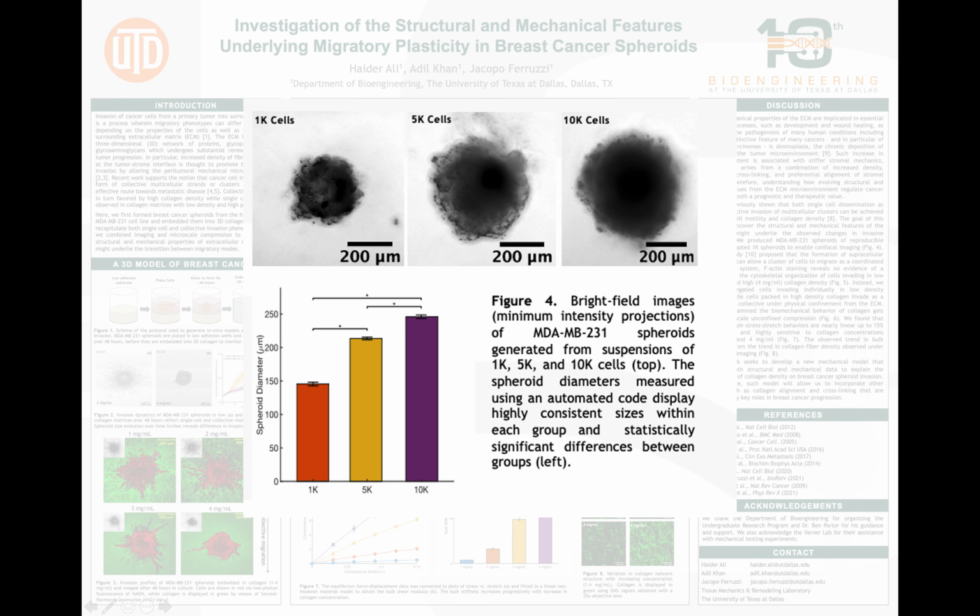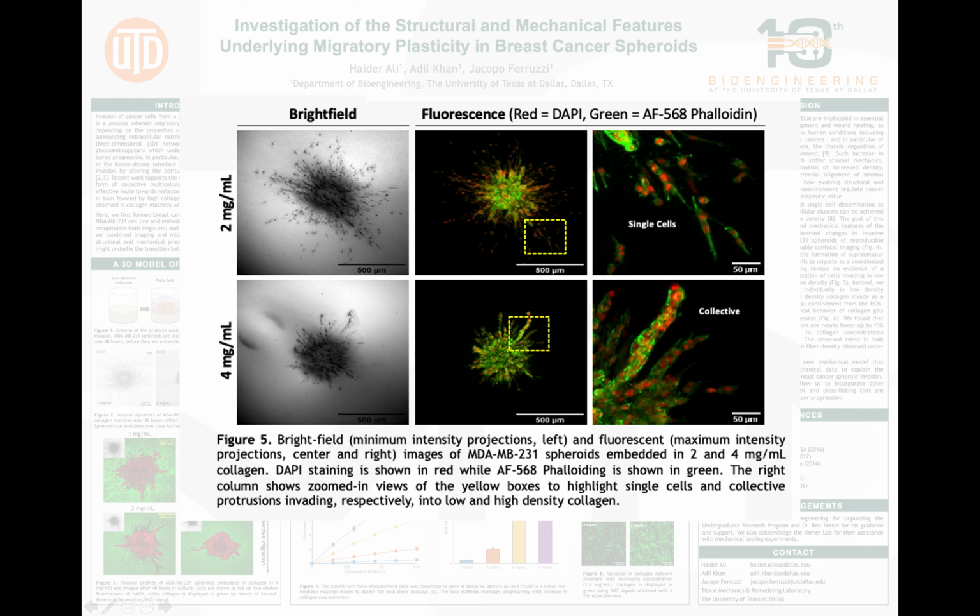Because we are in the process of setting up a new lab, we decided to start by ensuring that the spheroids and results we obtained were consistent with the PI's published research. To do this, spheroids of 1,000, 5,000, and 10,000 cells were formed and then imaged. The spheroid diameters were measured using an automated code on MATLAB and showed low variability within groups and statistically significant differences between groups.